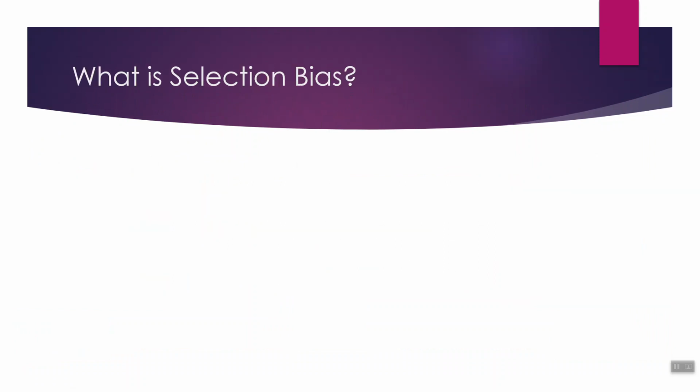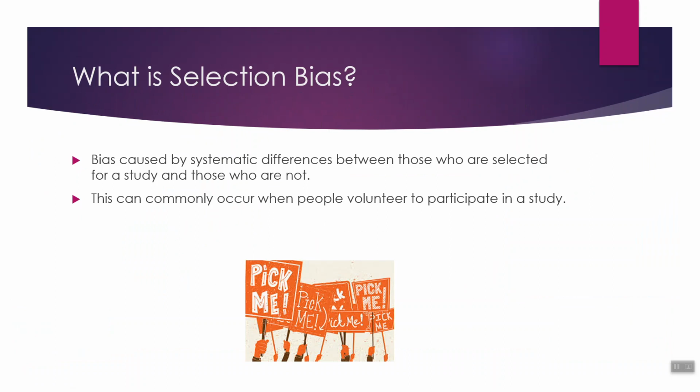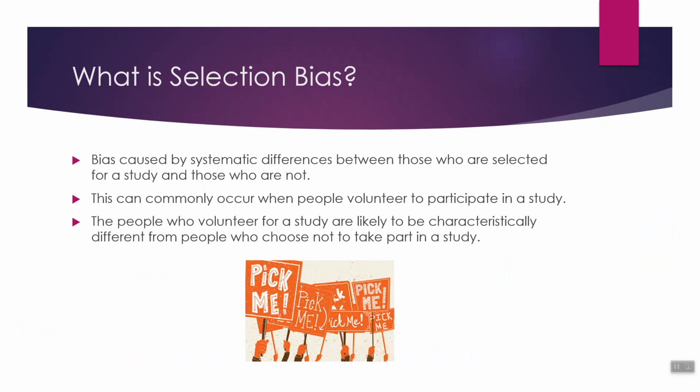Another example of selection bias is when it is caused by systematic differences between those who are selected for a study and those who are not. This can commonly occur when people volunteer to participate in a study. The people who volunteer for a study are likely to be characteristically different from people who choose not to take part in the study.